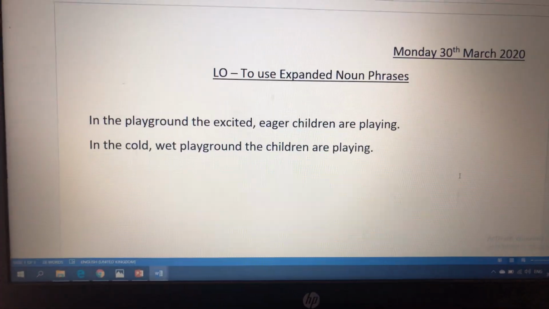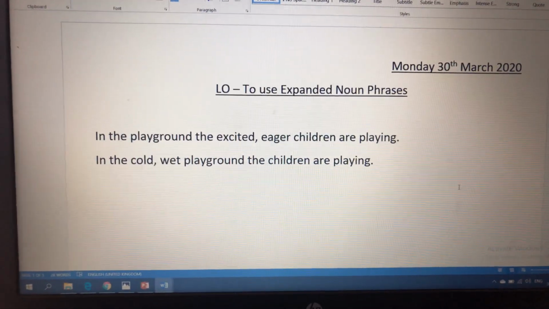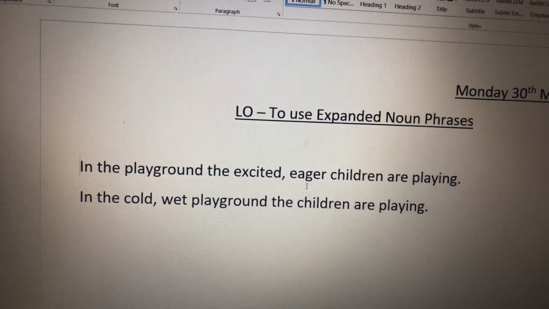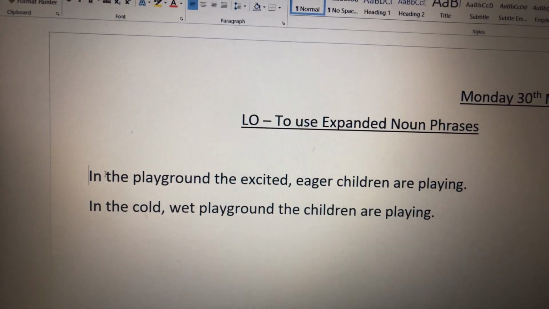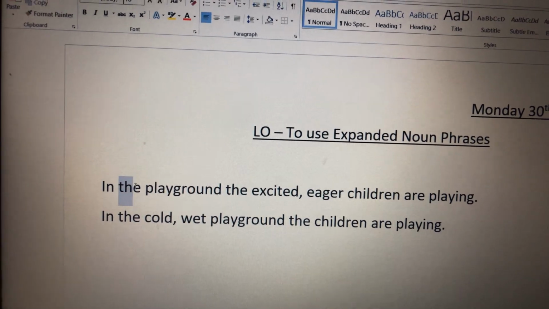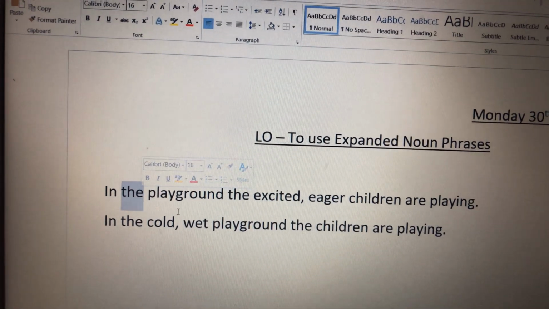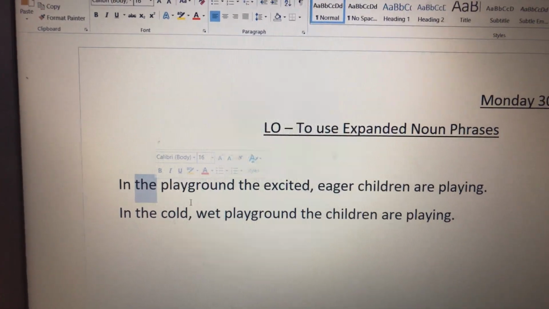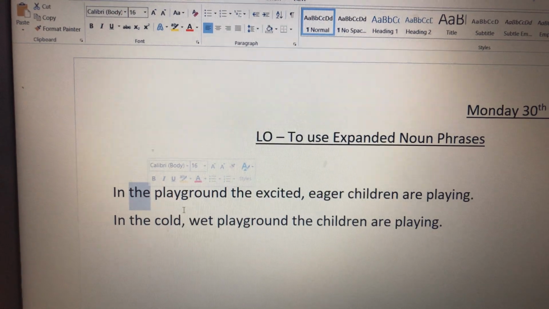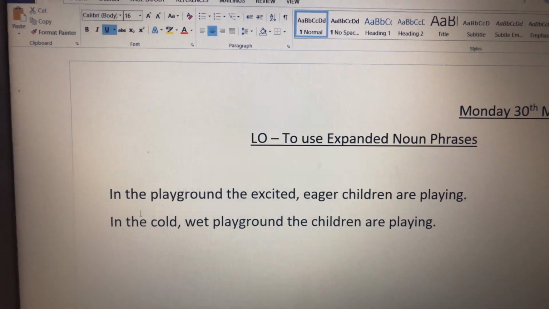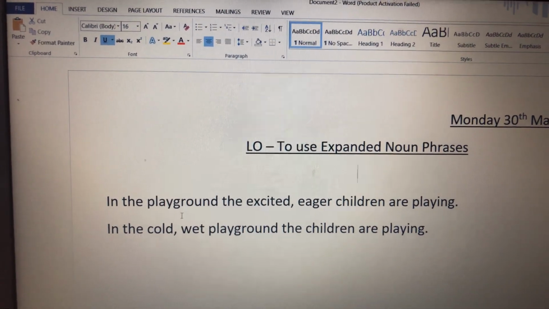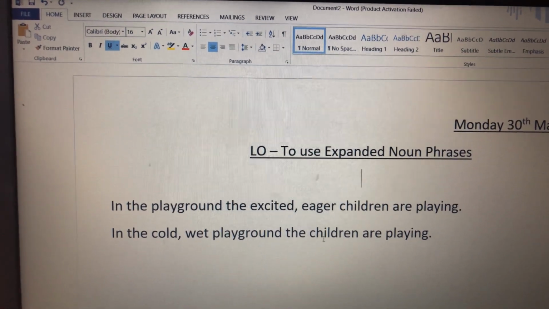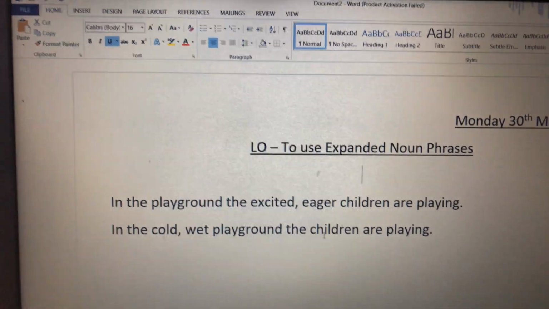So, an expanded noun phrase is this order of words. We've got the determiner, which comes before the noun. It could be an, it could be a number, it could be an if it's a vowel sound that comes after it. So the playground, the cold, wet playground, or the excited, eager children, or the children. So we've got the, which is a determiner, then we've got the noun.